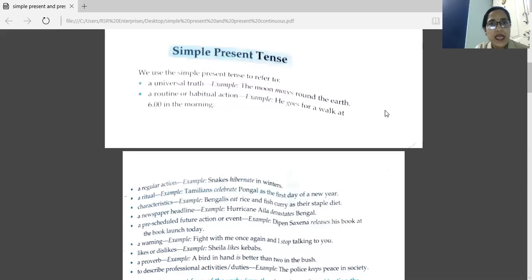Okay. Now that was the structure of the verb. Now let's see where we can use simple present tense, right? Now, these are the points given here. Let's see. First, universal truth. Wherever you are mentioning a universal truth or a fact, there you have to use simple present tense. See the example here. The moon moves round the earth.